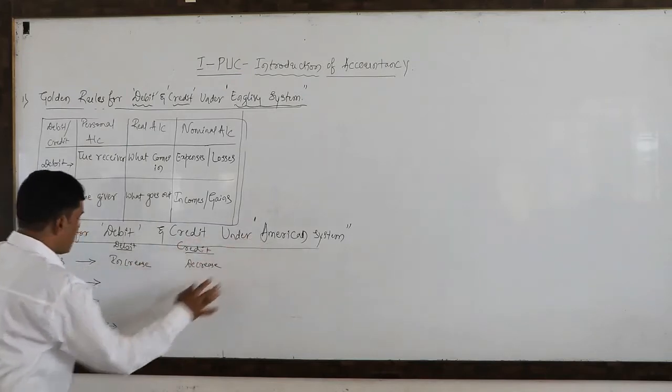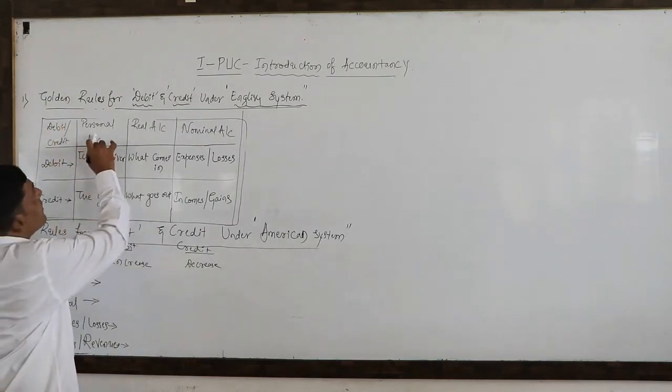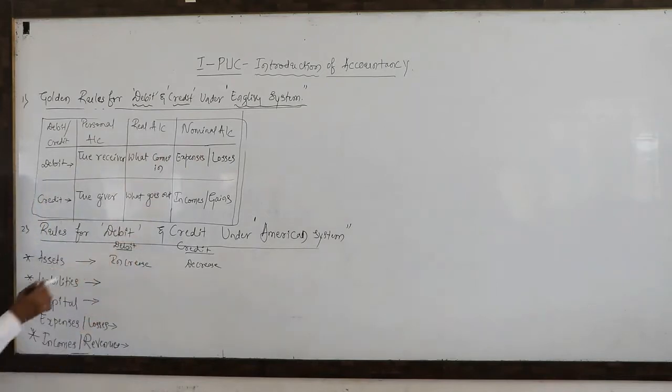Under the American system, dear students, accounts are classified like this: assets account, liabilities account, capital account, expenses or losses account, and lastly incomes or revenues account. Like this they have classified the accounts in 5 manners. Under the English system we have seen only 3: personal, real, nominal. Under the American system: assets, liabilities, capital, expenses or losses, incomes or gains.